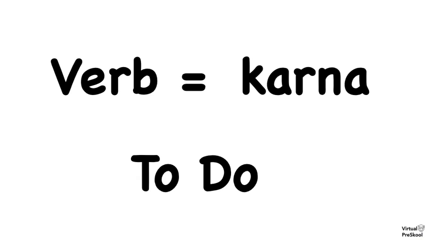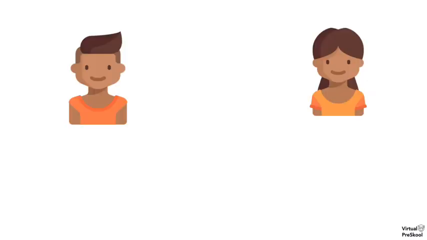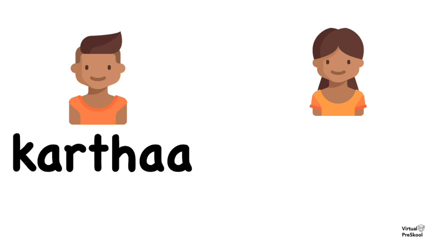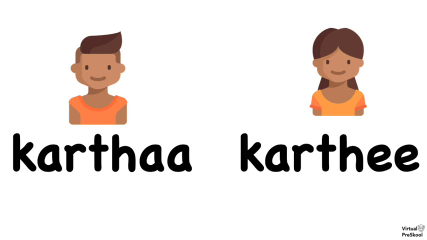Remember, the sentence is I love you, right? I love, so it's an I sentence. So you know how to conjugate with an I sentence in present tense. If it's a boy that's speaking to say I love you, then our conjugation would be karta. And for a girl, it would be karti. So now we have our verb and how it's conjugated.